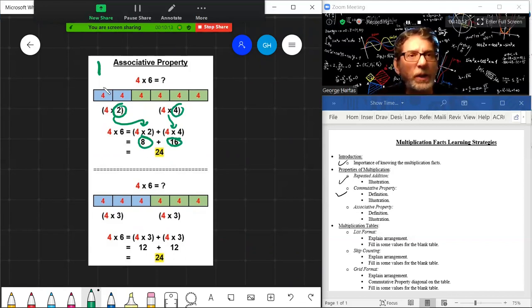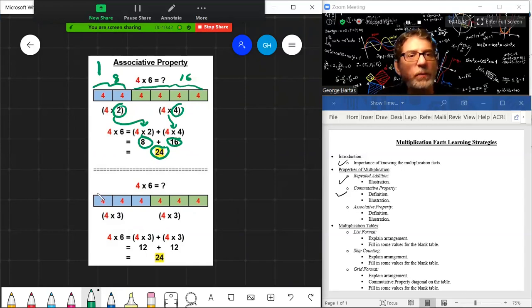So out of this little group here, we get 8. Out of this group here, we get 16. And that's listed right here. If we add those, we get 24. So 6 times 4, or 4 times 6, is 24, when you group it this way.